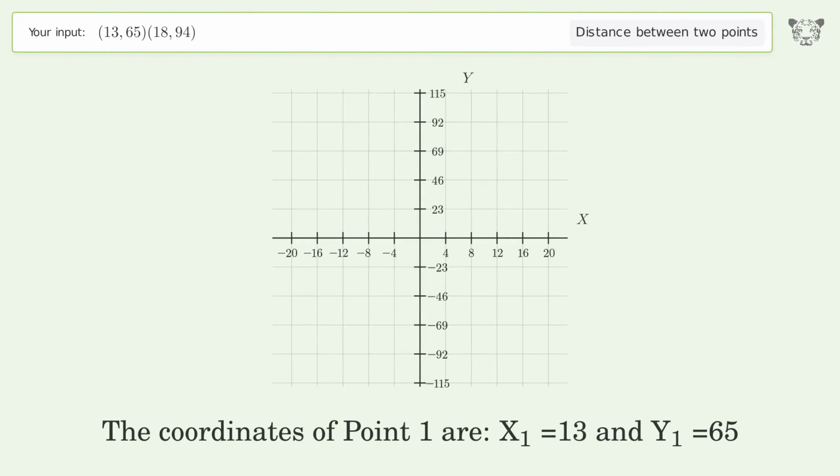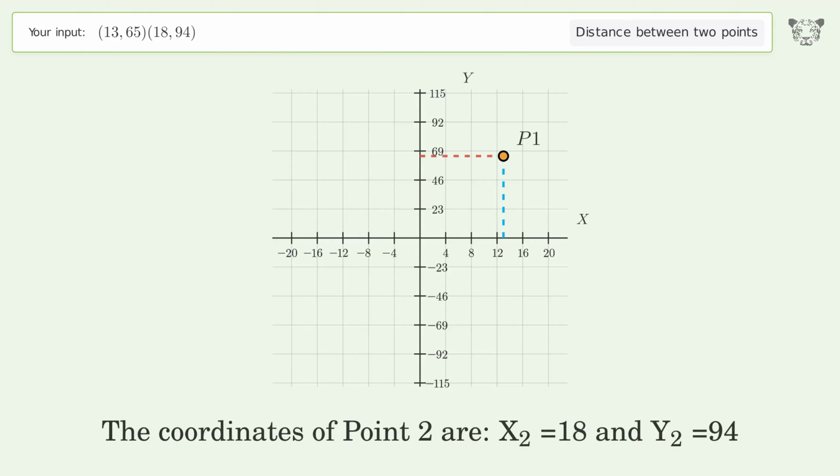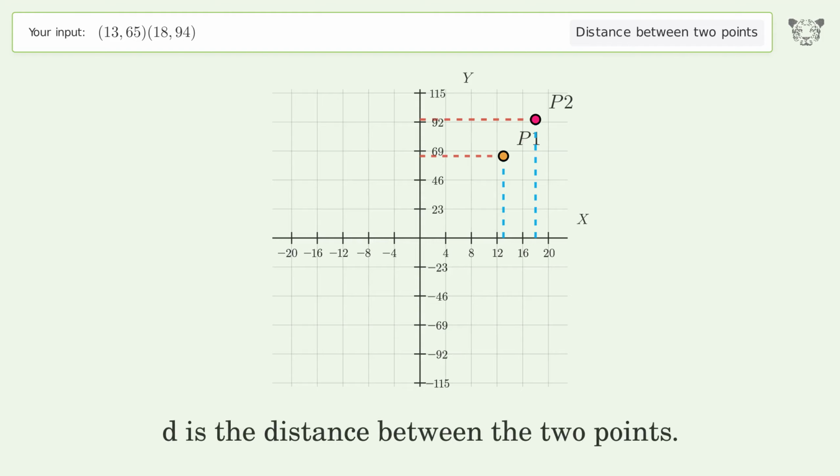The coordinates of point 1 are x1 equals 13 and y1 equals 65. The coordinates of point 2 are x2 equals 18 and y2 equals 94. D is the distance between the 2 points.